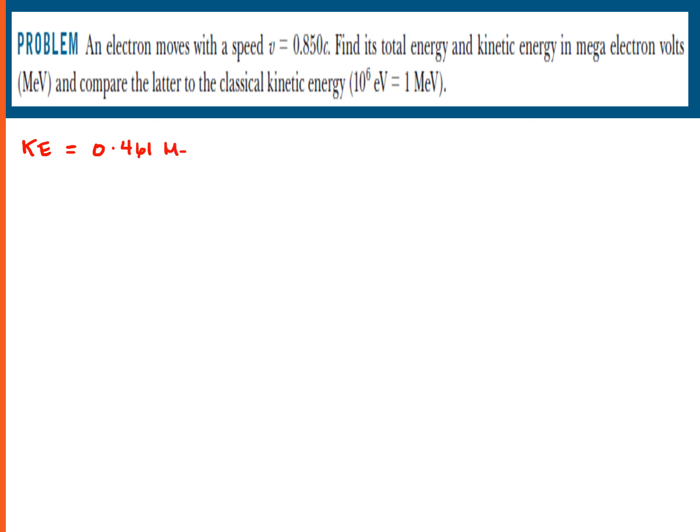0.461 mega electron volt. Now, the last part of this question is to compare the latter, meaning the kinetic energy that we have solved, the relativistic kinetic energy, to the classical kinetic energy of the electron as it moves with the speed of 0.850 c. So classical kinetic energy is just equal to 1/2 mv². And this one here is expressed in joules. So we'll substitute our values.